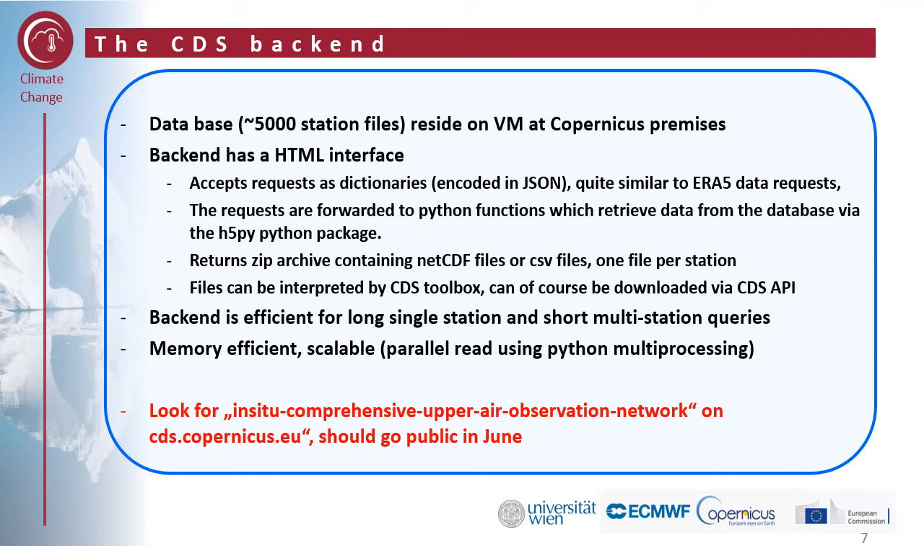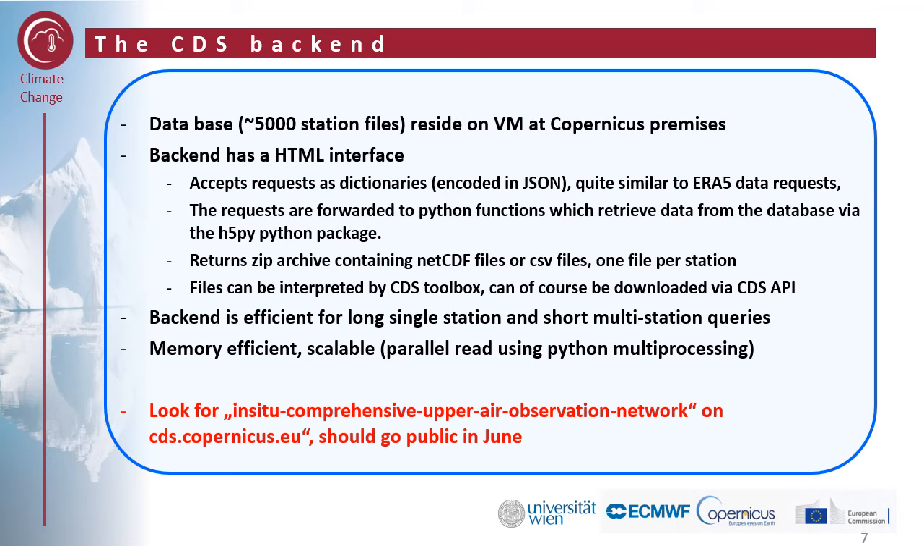The database, consisting of about 5,000 station files, resides on a virtual machine at Copernicus premises. It accepts requests encoded in JSON, which are translated to database retrievals using the h5py Python package. The backend retrieves zipped netCDF or CSV files, which can be interpreted by the CDS toolbox or can of course be downloaded via the CDS API.